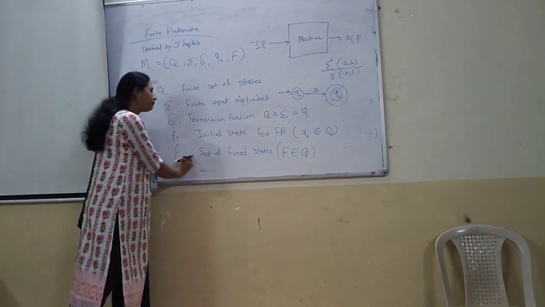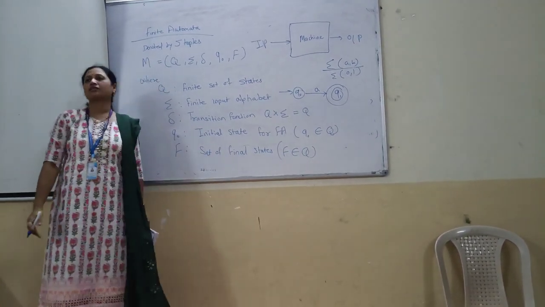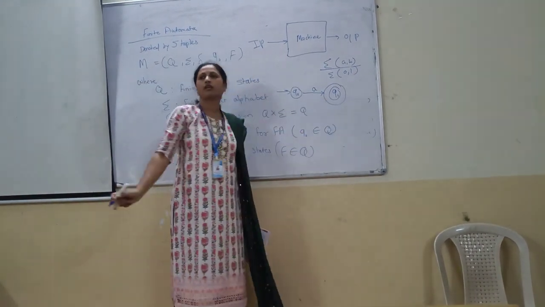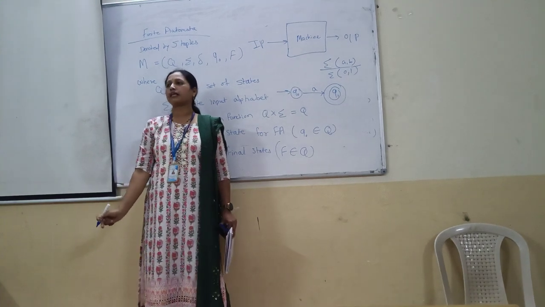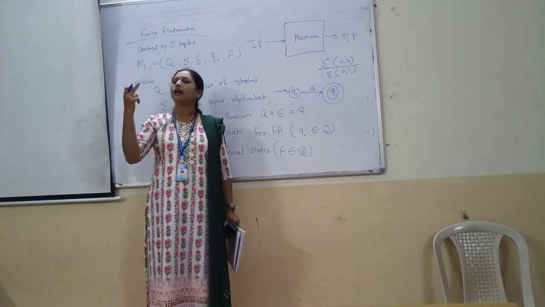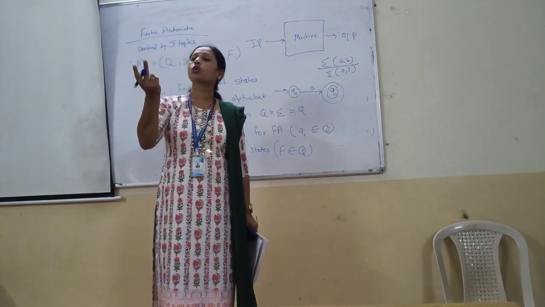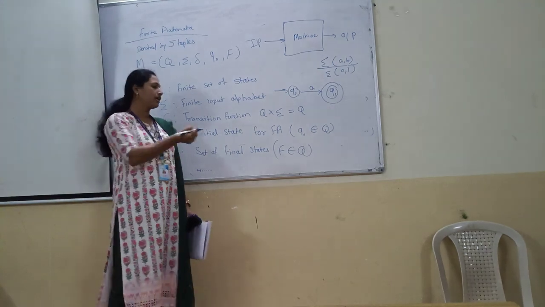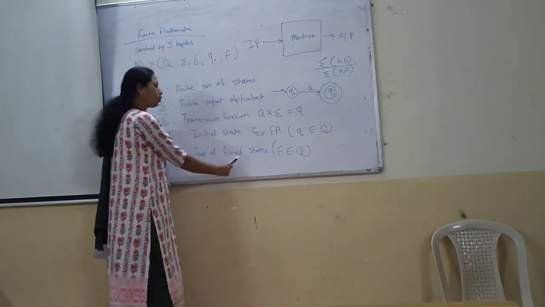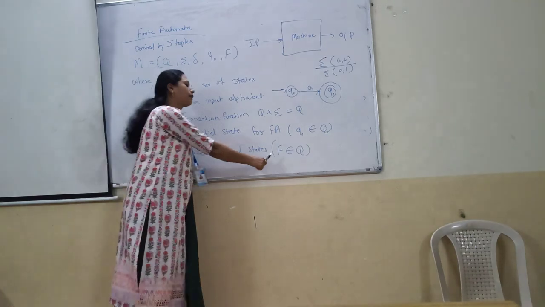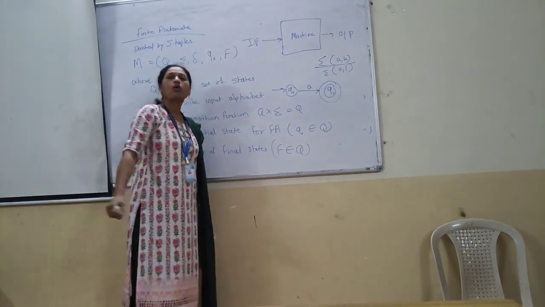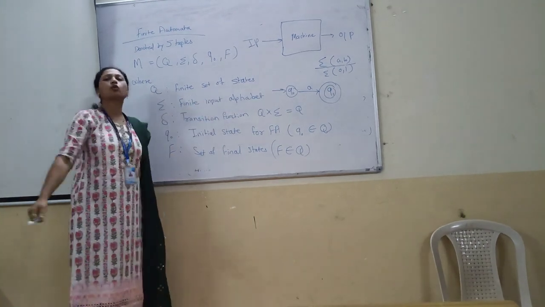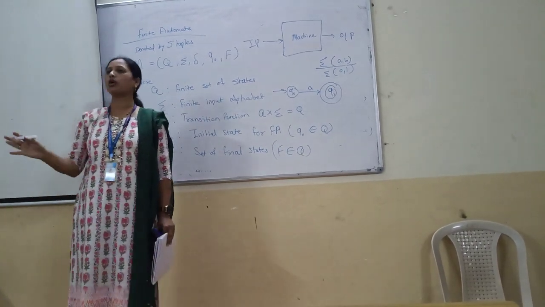Clear? Now F is the set of the final states. Students, here which is the final state? Q1. Q1 is a final state. But it may happen that you require two final states. You can have one or more final states. That's why it is a set of final states, and this F belongs to Q. And Q means what? It is a finite set of the states. Clear to all? Okay.